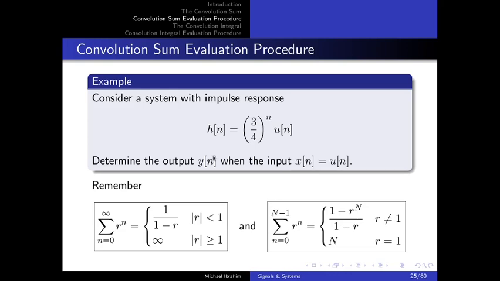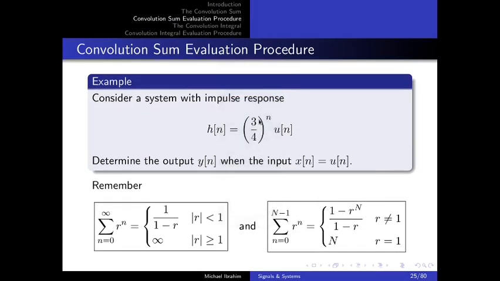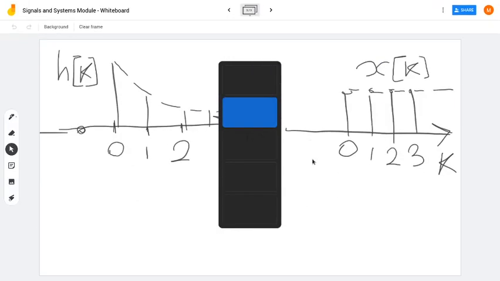We have an LTI system with this kind of impulse response, with this input unit step, and we need to find the corresponding output. So let's move to our whiteboard over here, where we have x of k and h of k. And keep in mind that since the system is an LTI system, we need to do the convolution of h of n with x of n. Doing the convolution implies using the following steps.